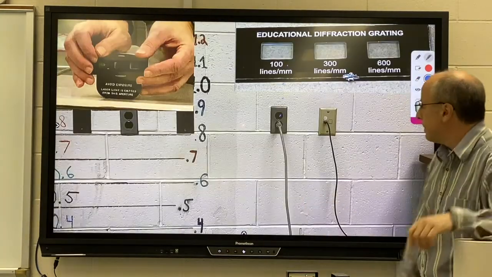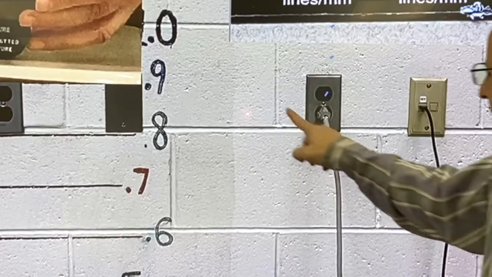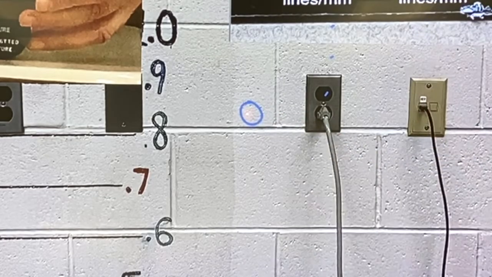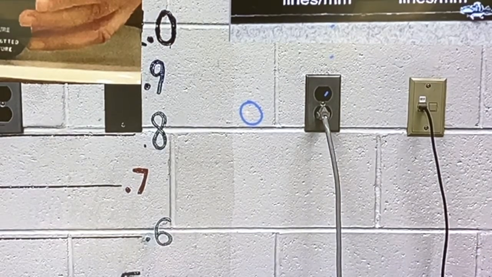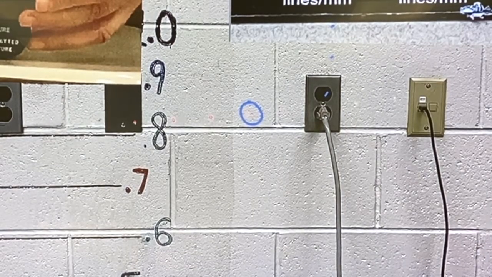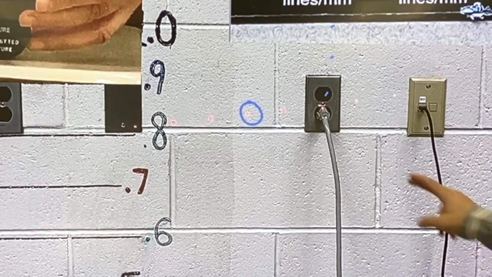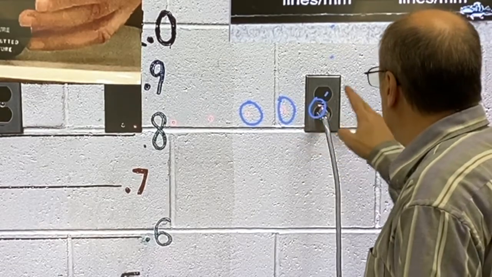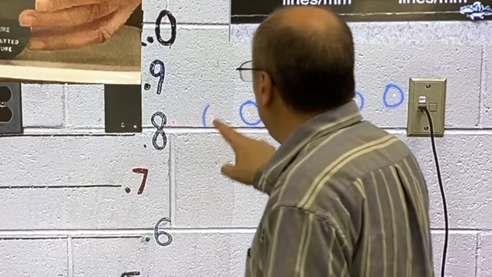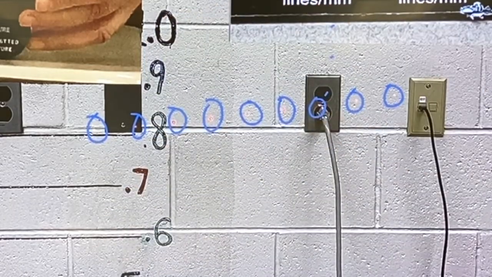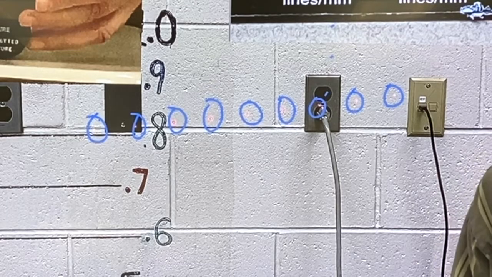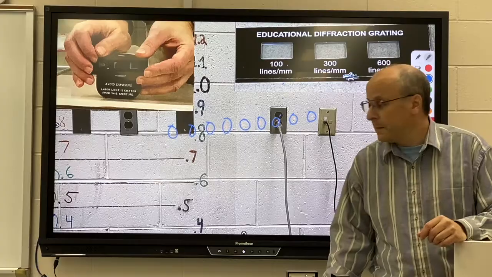So let's see it. Okay, so if you look right here, you'll see the laser before it goes through the diffraction grating. And then when I put it through the diffraction grating, I hope you can see bright spot, bright spot, bright spot, bright spot. And on the other side, the same exact pattern. In between the bright spots, we have dark spots where we have destructive interference.